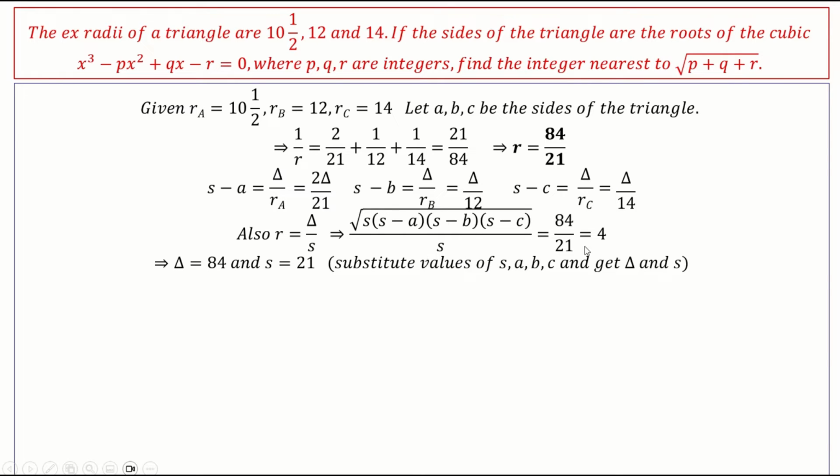So looking at all these things and substituting these values, we can solve actually for the area and semi-perimeter, which are 84 and 21. This is what you will get. You can solve this very simply. Substitute the values and you will get it, because you have the R value and S minus A, S minus B, S minus C are there. You can get the S value easily from this.